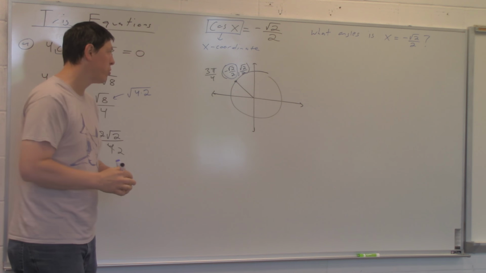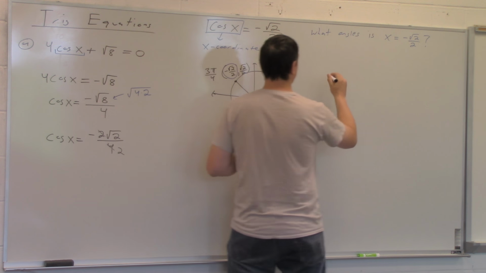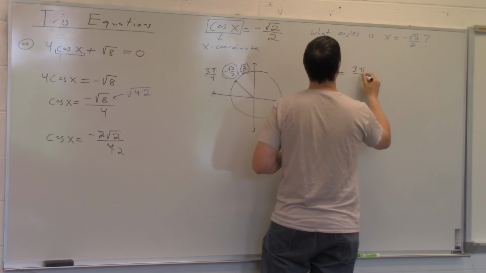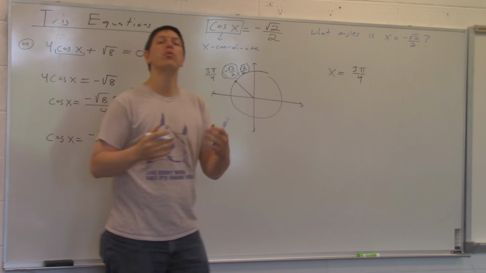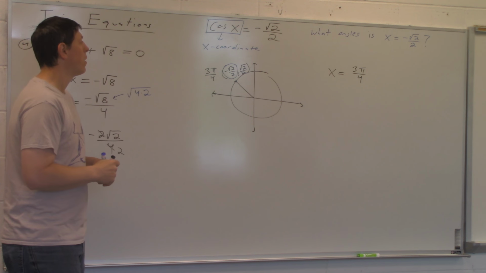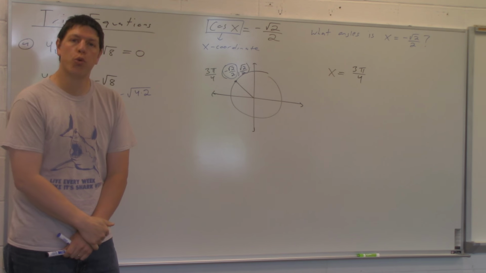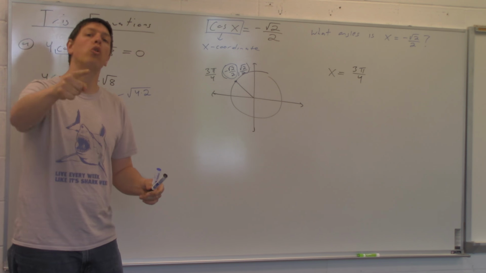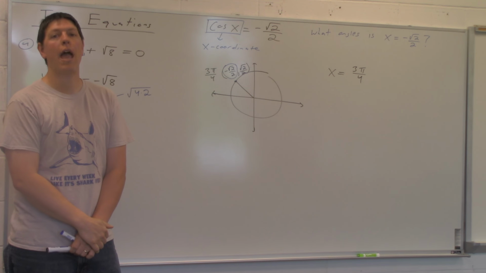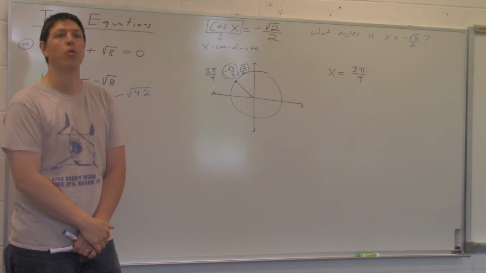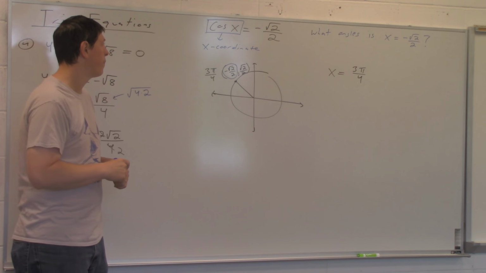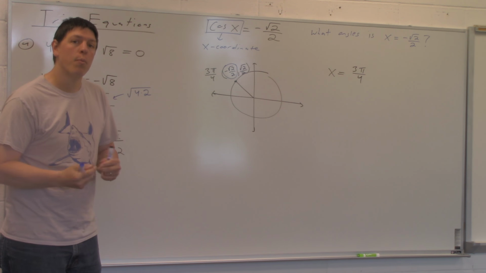So one possible solution is going to be at 3 pi fourths. And let's use the radian measure when we do this. Okay? There's one other place that this is true. Take a minute, look through the unit circle, and try to figure out the other place where the x-coordinate is negative root 2 over 2. It might just take you a moment to look through all of them.